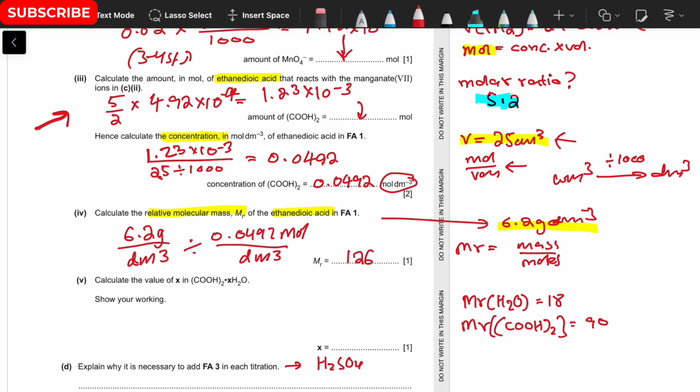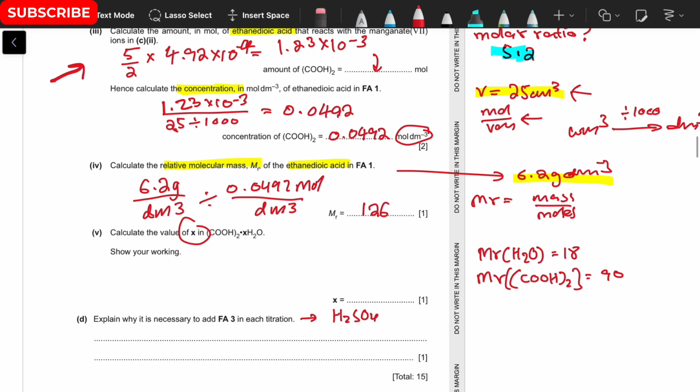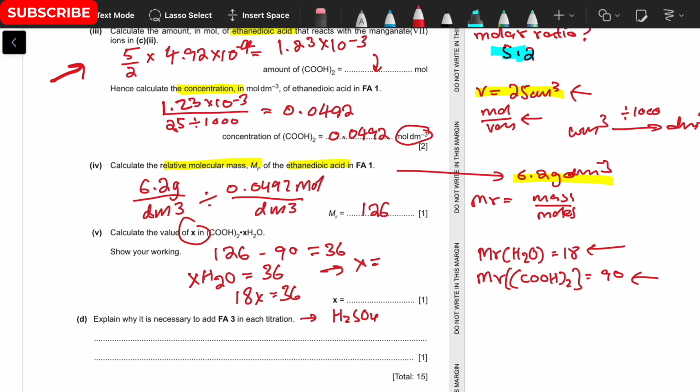And now finally, we have to calculate our value of X. So if the whole of this compound has an Mr of 126, and we know that water has an Mr of 18, and our double COOH groups have a total Mr of 90, really, when we do 126 minus our 90, we get 36. So XH2O equals 36. In other words, 18X equals 36. In other words, X equals 36 divided by 18, which is equivalent to 2. So really, our value of X here is 2.